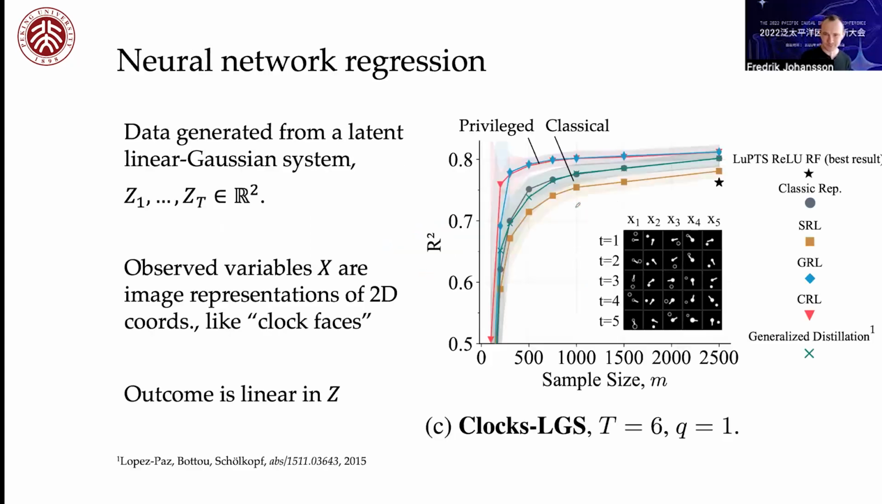So if we do this, we are able to fit things like images. In this example, we have data that look essentially like 2D images of clock faces. They rotate in time, and these images are representations of a 2D latent variable that we don't have access to. So our latent variable is a linear Gaussian system, like our theory wanted us to have, and our images are this image representation of these 2D variables.